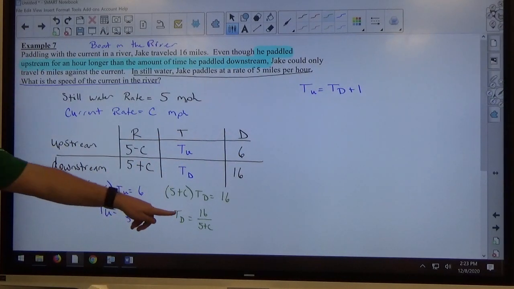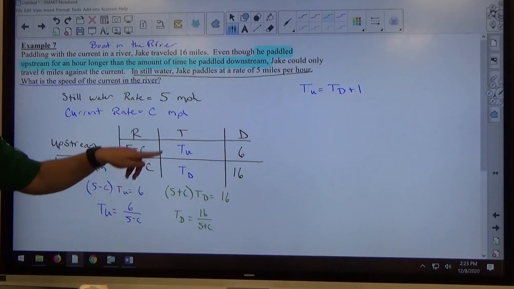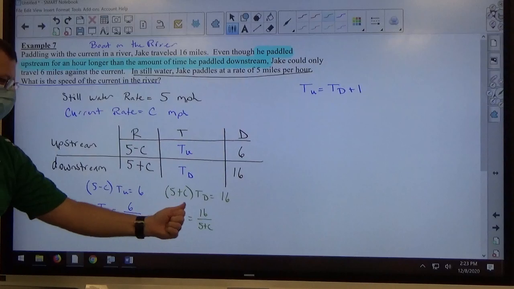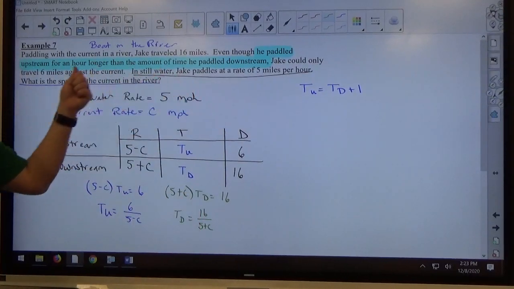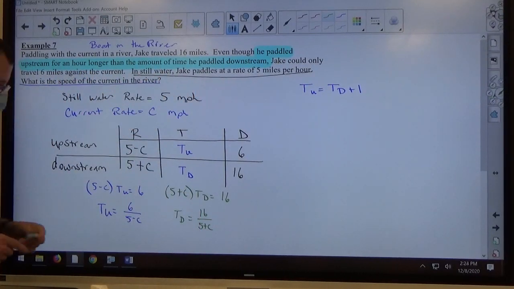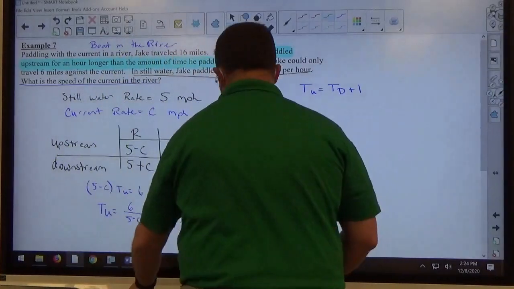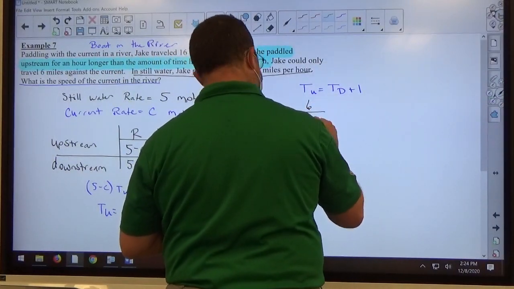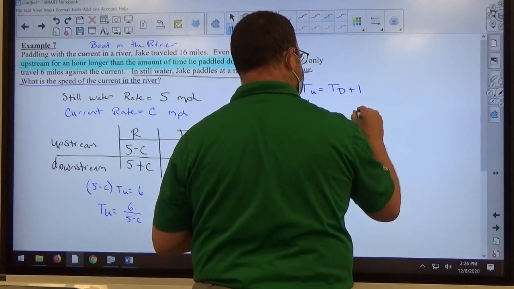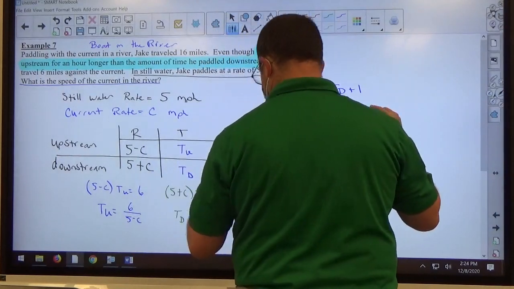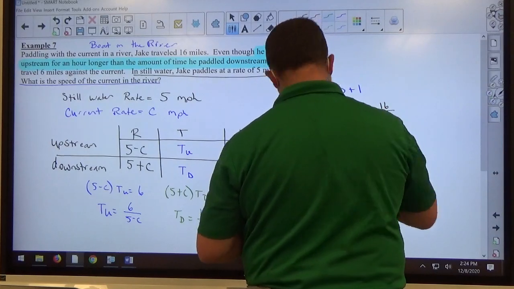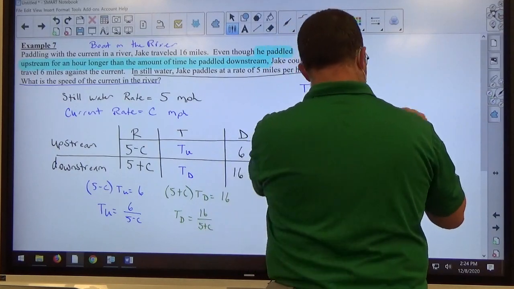And once I get these expressions for t sub u and t sub d, I'm going to transfer them over there and put them in place of those. I'm going to put the c expressions in place of the t expressions because I want to find out what c is. So, if I do that, 6 over 5 minus c equals 16 over 5 plus c, plus 1.